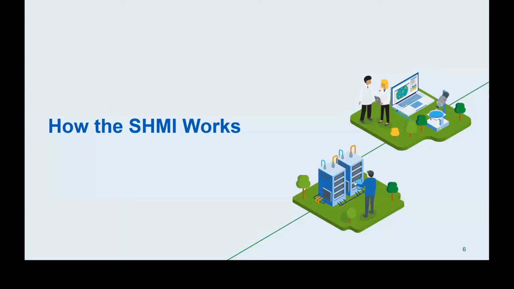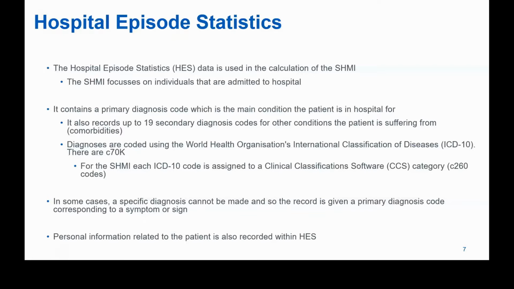In order to understand how the SHMI works, we have to cover off hospital episode statistics data. The HES data, as we call it, records the number of people admitted to hospital, outpatients and A&E, but we focus on what we call the APC data, which is the hospital admissions. That contains a primary diagnosis code for the main condition that the patient is in hospital for. But it also records a series of comorbidities, and the number of comorbidities or secondary diagnoses codes that are recorded does depend a little bit on the type of system that the hospital or the trust is using. Some record up to 19 different comorbidities, others record less. So we do have a contextual indicator for that, and I'll talk about that a little later.